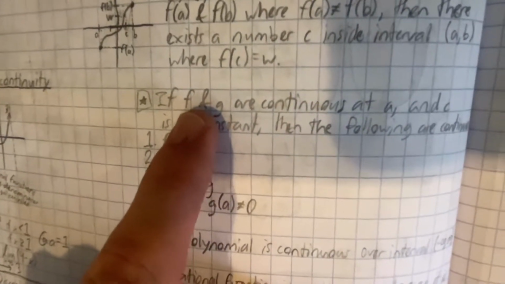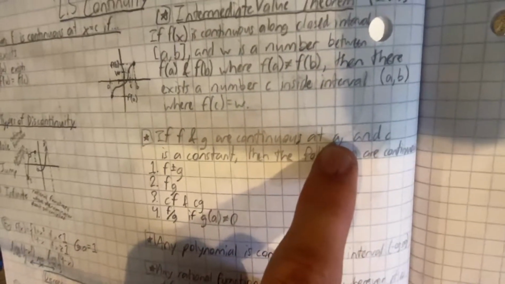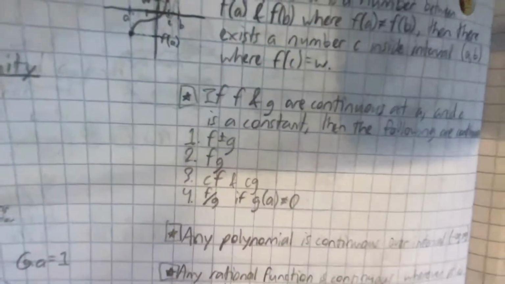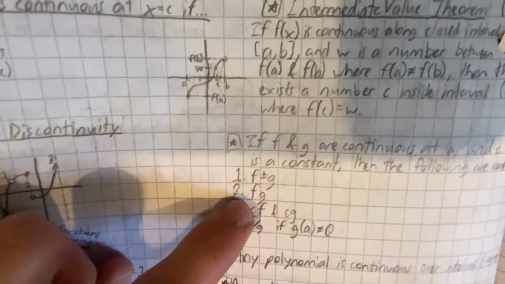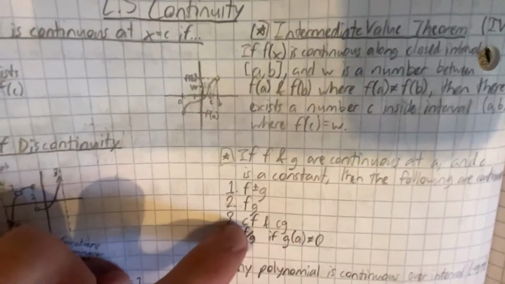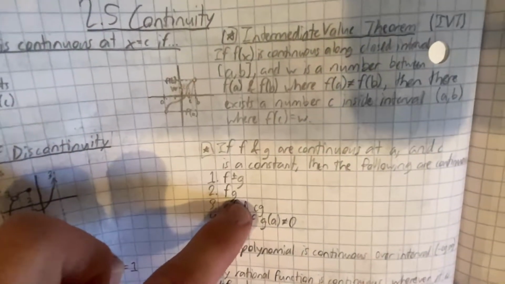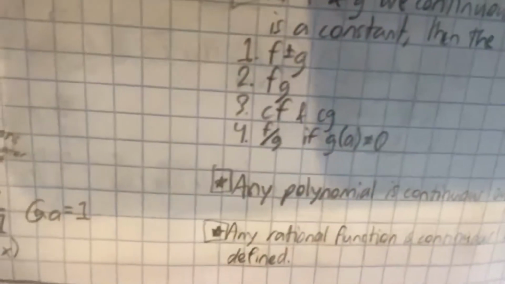So if f and g are continuous at a and c is a constant, then the following are continuous. So basically, if functions f and g are continuous at any number a, and c is a constant, that would only be used in number 3 there, then the following are continuous. So basically, f plus or minus g is continuous. F times g is continuous. C times f and c times g are continuous. And that just makes sense from the same stretch factor thing that we talked about last video.